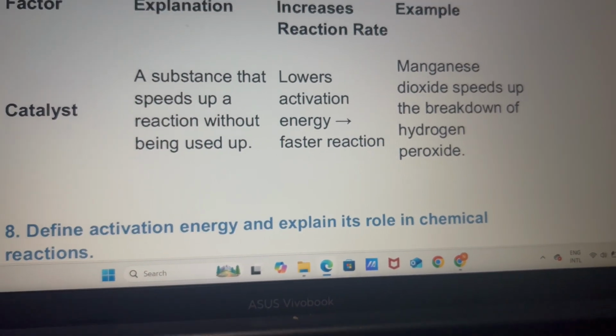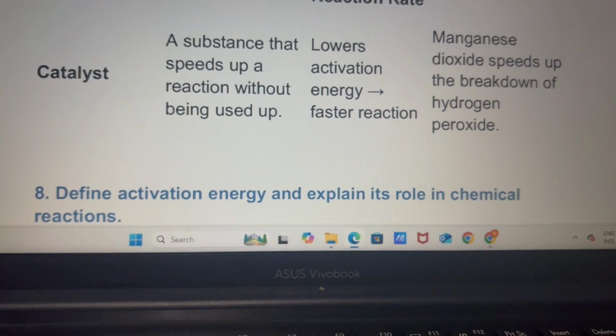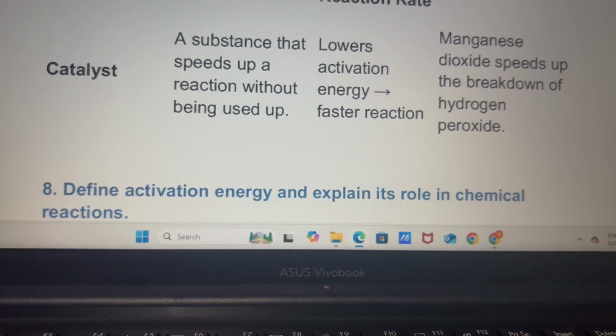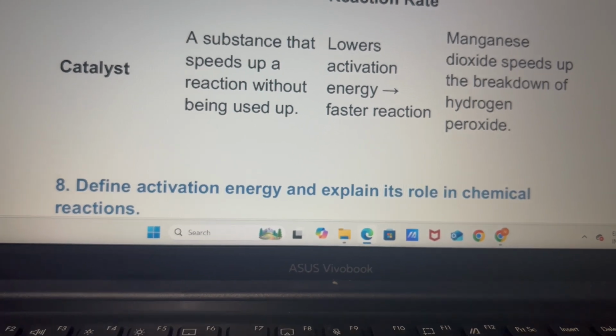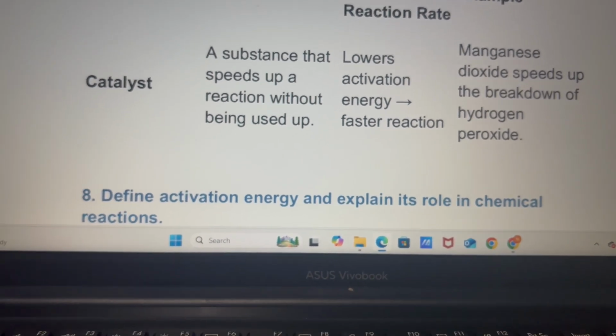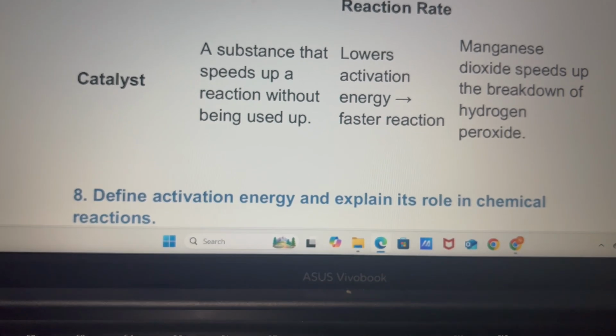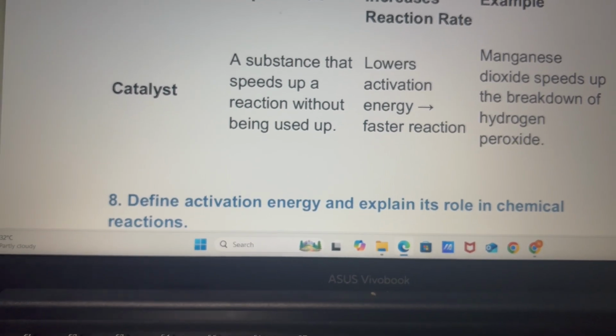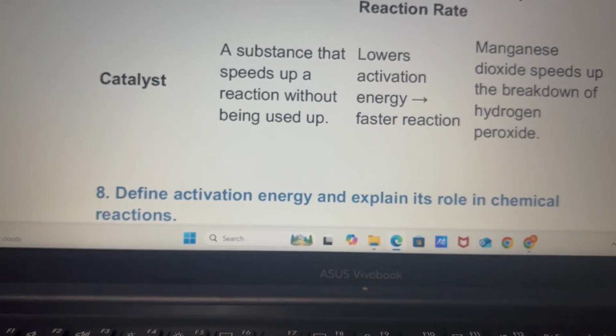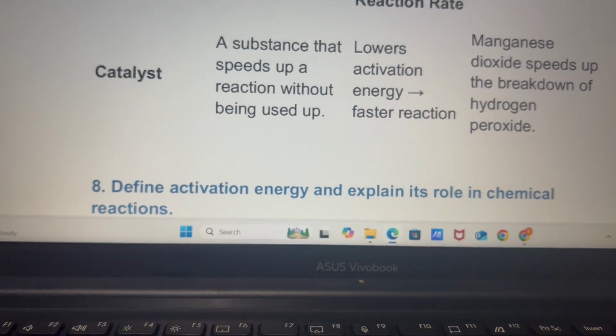Enzymes are also considered biological catalysts, meaning they speed up the chemical reactions that happen inside your body, like digestion. Literally any single reaction that happens in your body is controlled by an enzyme. And enzymes are examples of catalysts.